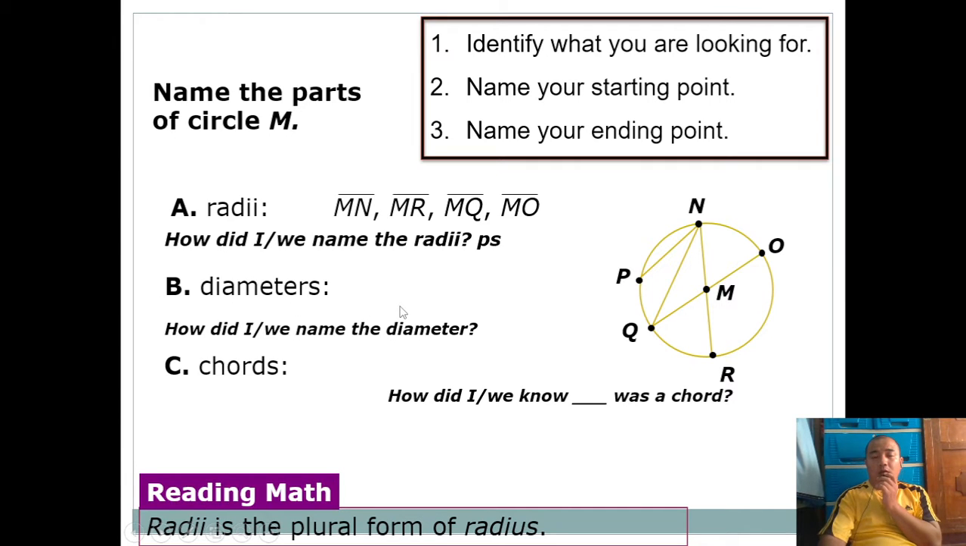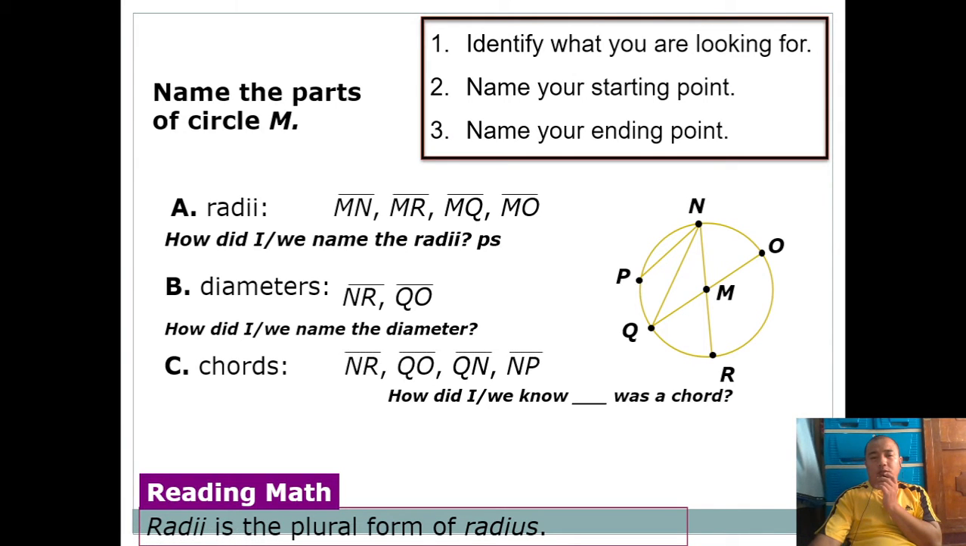Next, letter B. What are the diameters in the figure in the circle M? We have NR, line segment NR, and line segment QO. Yes, NR is the diameter. Line segment QO is the diameter.